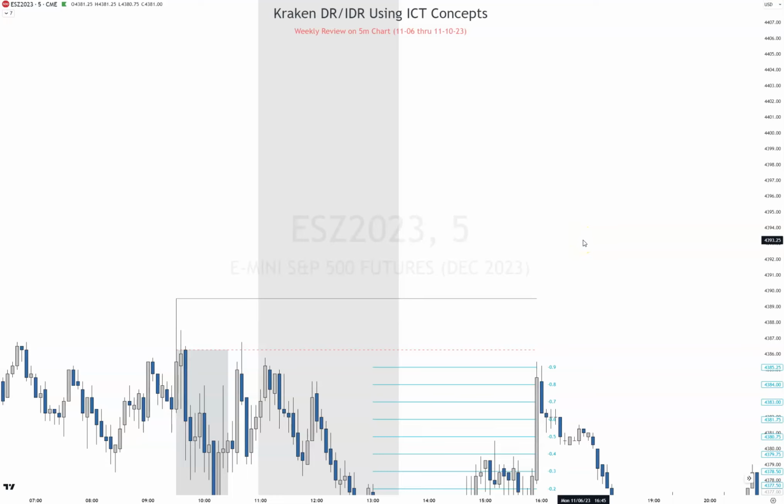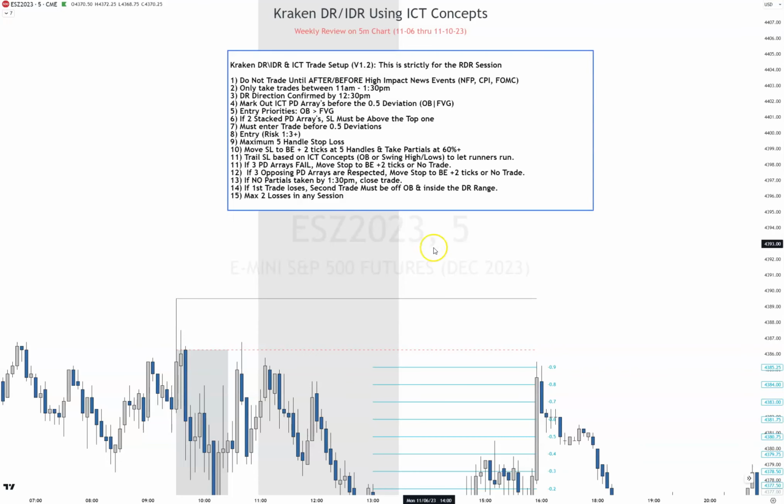Today I want to go over the weekly review of the Kraken DR, IDR using ICT concepts on the 5-minute chart for ES for November 6th through November 10th. So we haven't done this in a while, so let's go through our rules here. This is how I trade this when I do trade it. This is strictly for the RDR session, okay?